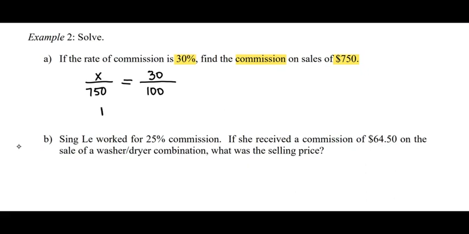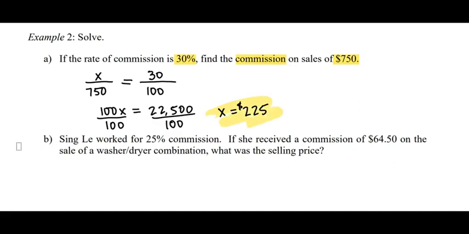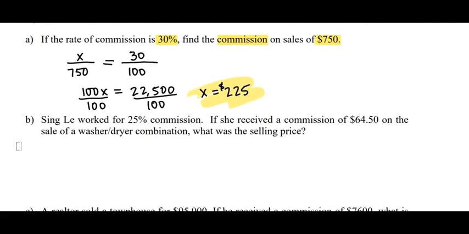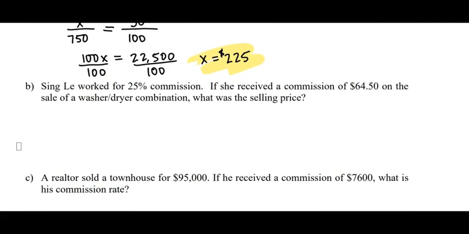All right. So we have 100 times x. Now we need to find what's 750 times 30. 22,500, and then divide by 100. We will have x equals 225. So on the sale of $750, the commission was $225.